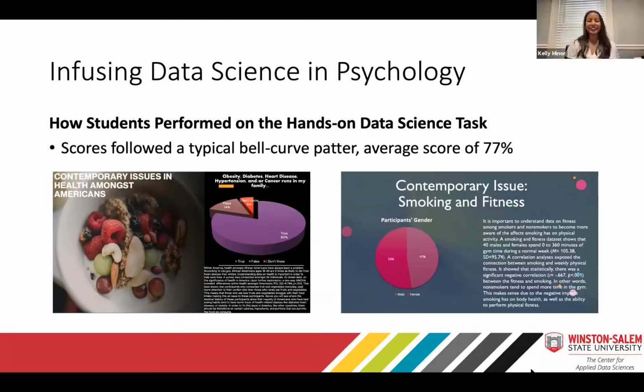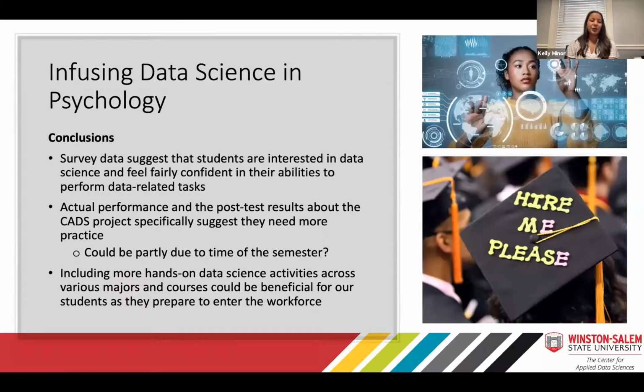Okay. So this was just kind of our example of some of the assignments. And there was a real bell curve here. So the average score for the assignment was a 77. So if we go to the next slide, I will kind of conclude. So the survey data said these students really seem to be interested and they feel pretty confident in their ability to perform data-related tasks. But the actual performance, an average of 77, I was kind of hoping for higher.